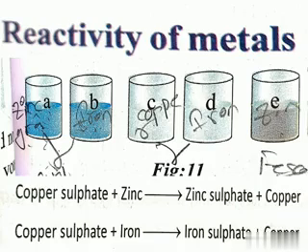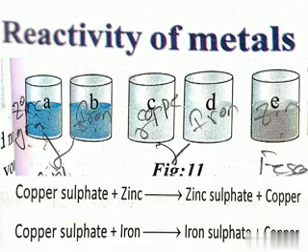Okay, like that, copper does not displace the zinc from zinc sulfate solution in beaker C. In beaker D, copper does not displace the iron from iron sulfate solution. At the same time, in beaker E, iron does not displace the zinc from zinc sulfate solution.